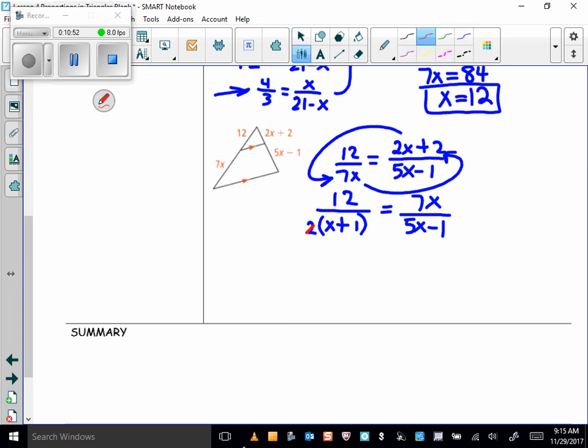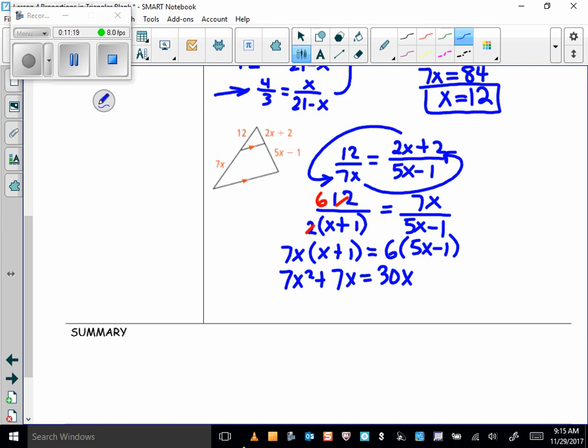So 2 will go into the 12 six times. Now there's really nothing else I can simplify, so I've got to cross multiply here. So I'm going to have 7x times x plus 1 equals 6 times 5x minus 1. Okay, let's just simplify this a little bit more. 7x squared plus 7x equals 30x minus 6.